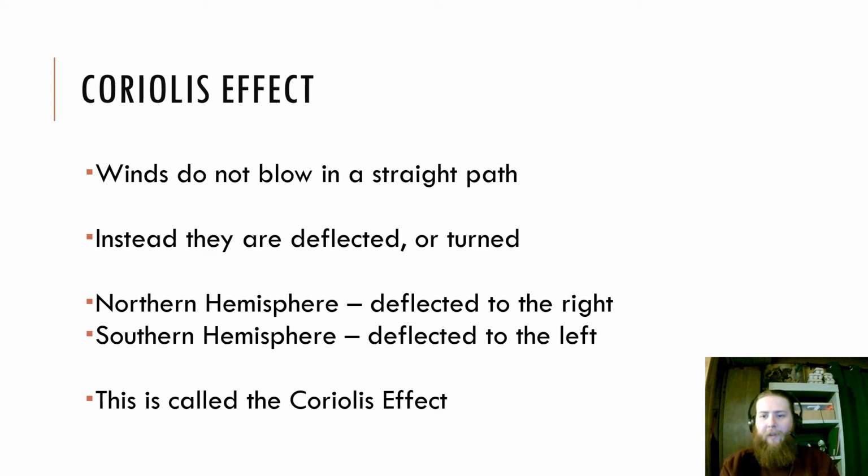So another way that we know that the Earth is spinning is the Coriolis Effect. This is the effect that winds don't blow in a straight line. Instead, they are deflected or turned. If you're in the northern hemisphere, they get deflected to the right, and if you're in the southern hemisphere, the winds get deflected to the left. This deflection of both winds and ocean currents is called the Coriolis Effect.